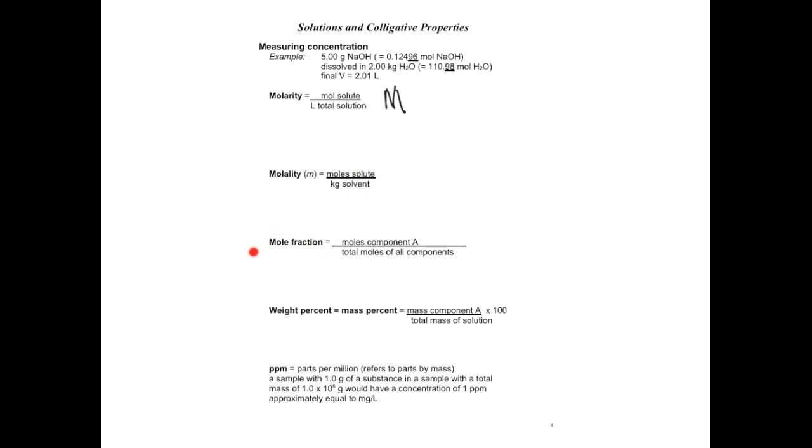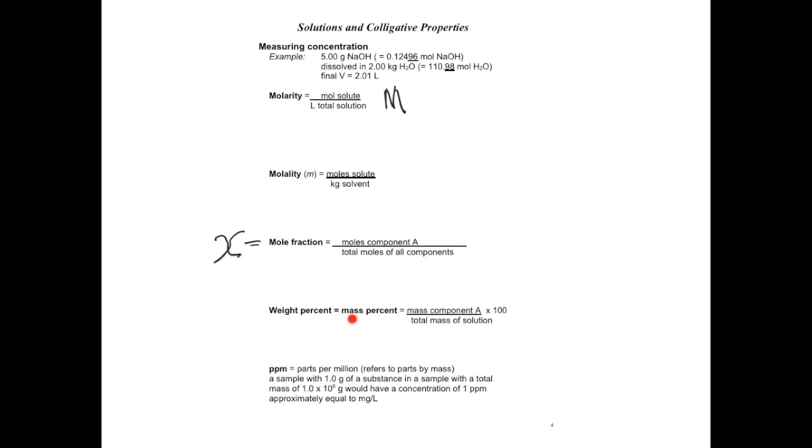Then we have mole fraction. Sometimes you'll see it abbreviated with that Greek letter chi, which looks like a funny-looking X. Well, that's mole fraction. You can have the moles of one of the components that you care about divided by the total moles. So this is a fraction, and it's unitless. And we'll talk about that in a little bit.